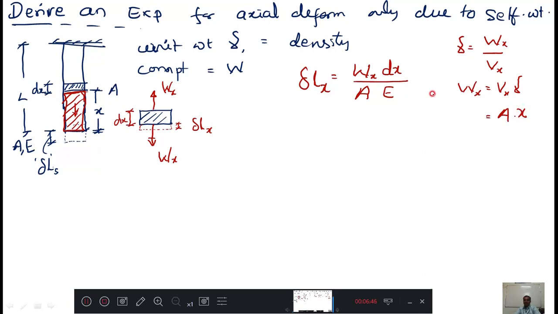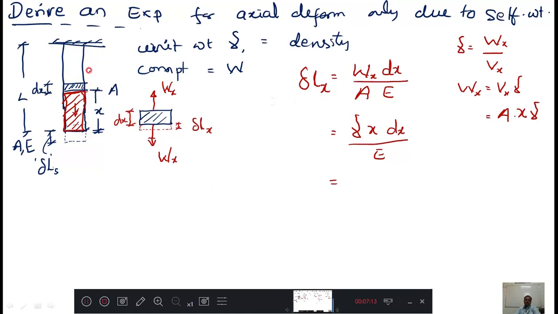That is your area into length, which is a volume, into gamma. Now I got Wx, so in the place of this I can write Ax gamma. Therefore here Wx means Ax gamma, and if I write it, A gets cancelled. Therefore it will be gamma x dx divided by E. Only this much is left. A is cancelled. Then this is the expression for a small strip.